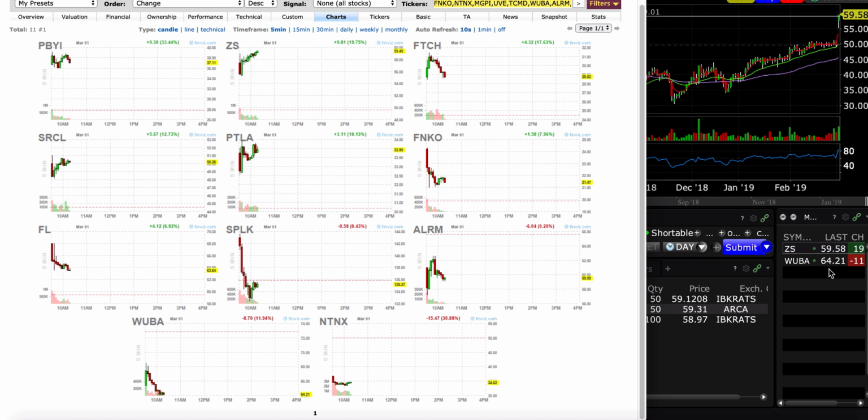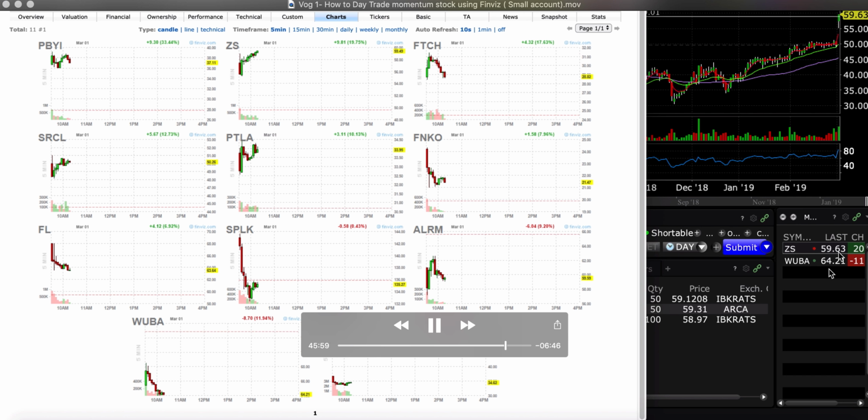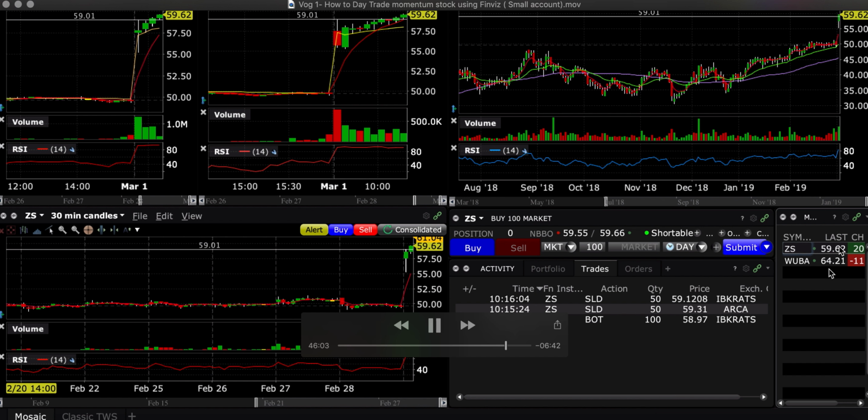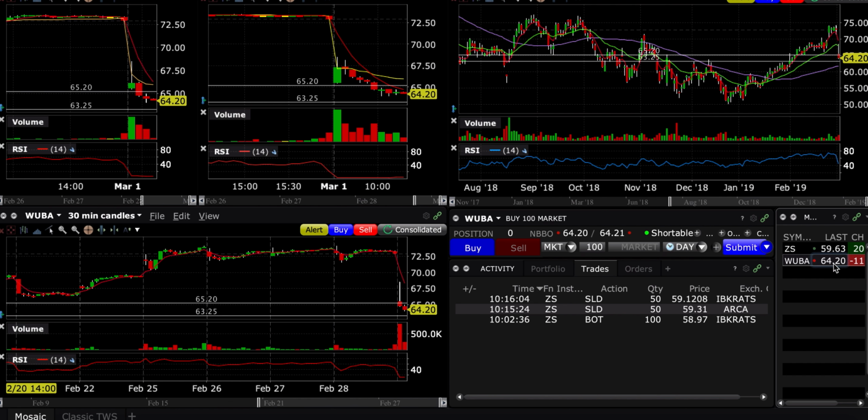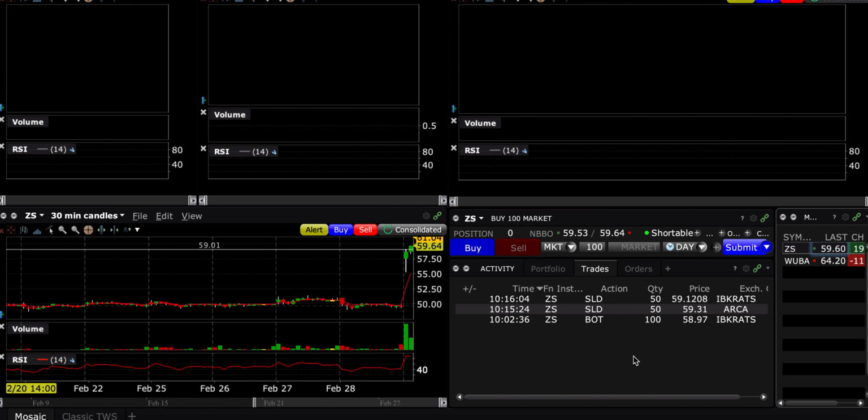So still looking around on Rubra. The ZS had a bit of an up move, right? It went down to 59.10. I took half of my shares, and now it's actually popping up, which is completely fine. You know what? That's what I thought it was really going to do, right? But still stalking this Rubra.